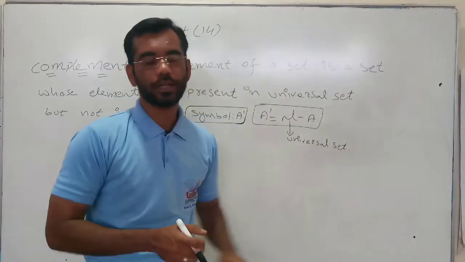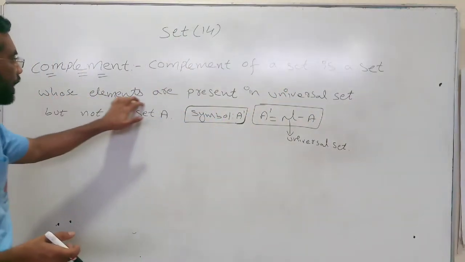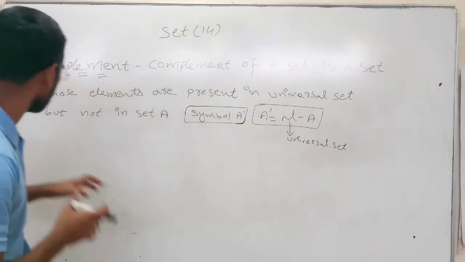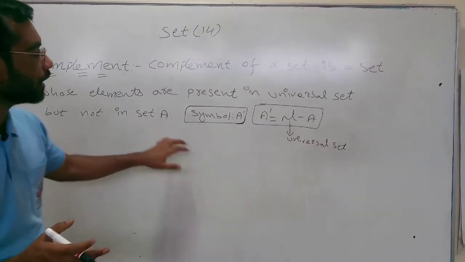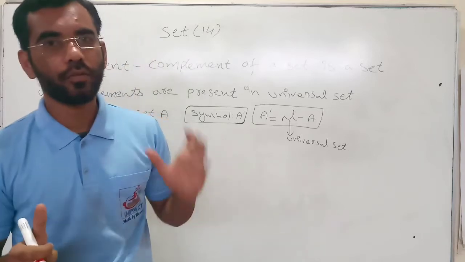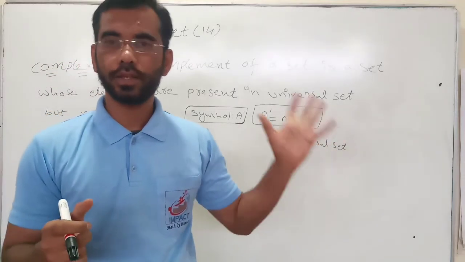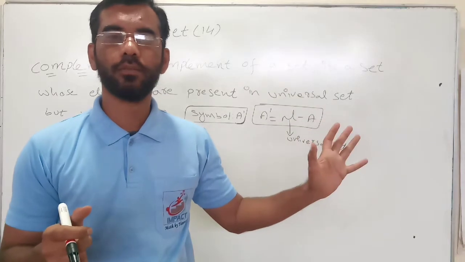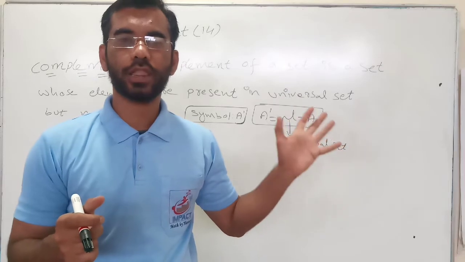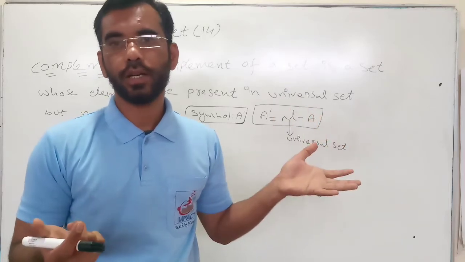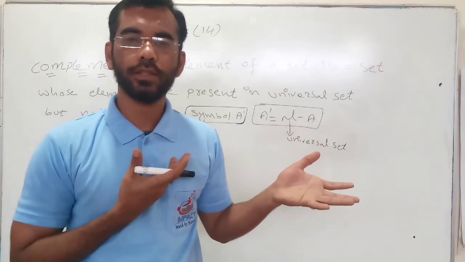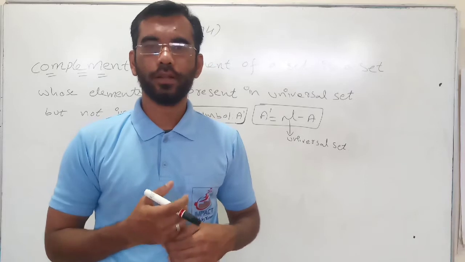a set is a set whose elements are present in the universal set but not in set A. Set A, I already told you, is the first set. It is not necessary that you take A only. You can take any letter, what is given in the textbook or what you want, and give the name for the set, but it should be a capital letter. Here I have taken A. Now, how to find out the complement?